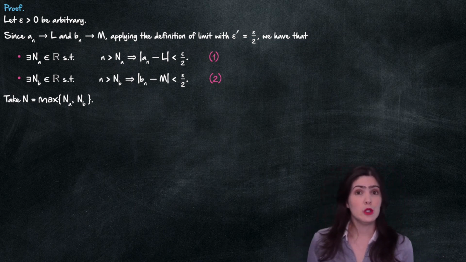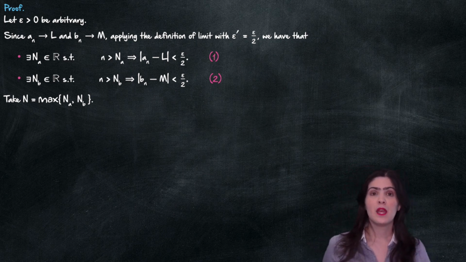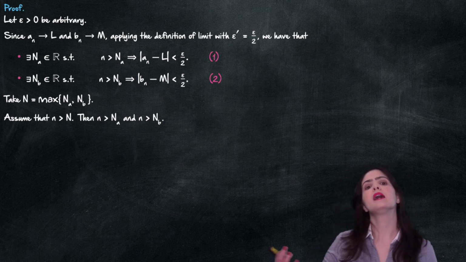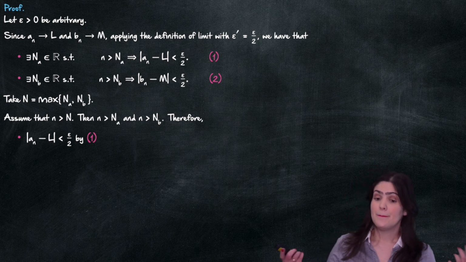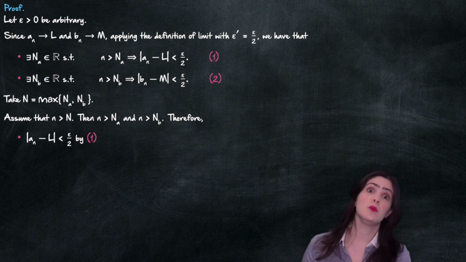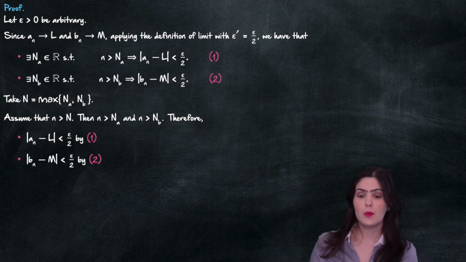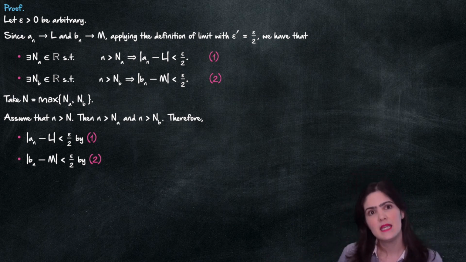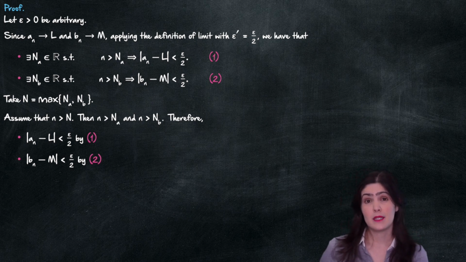And now all I have to do is to show that indeed that choice of capital N works. How do we do that? Well, we're going to assume that n is bigger than capital N. That means that n is bigger than both N sub a and N sub b. Now, by statement 1, we know then that the distance between an and L is less than epsilon over 2. And by statement 2, we know that the distance between bn and M is less than epsilon over 2. And now we want to use this to our advantage.